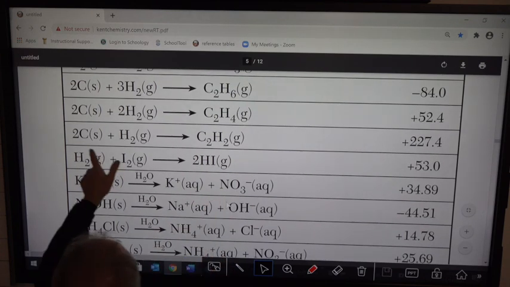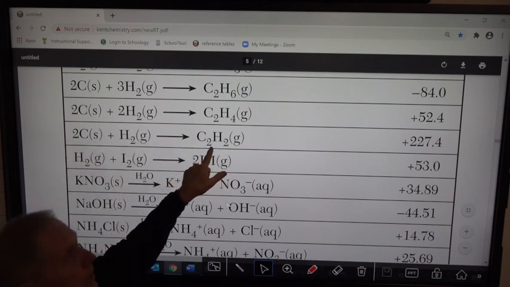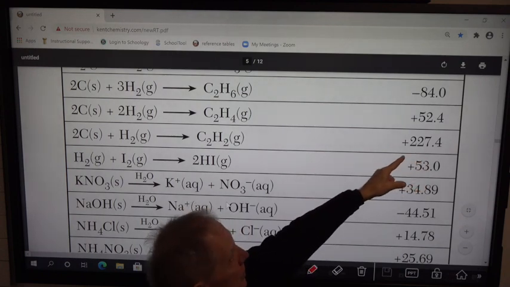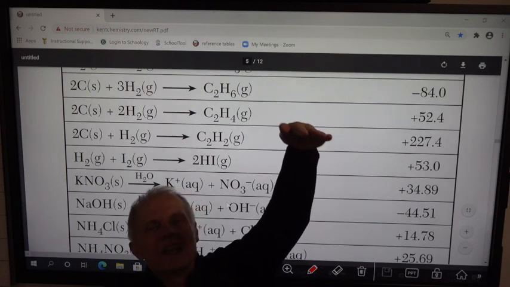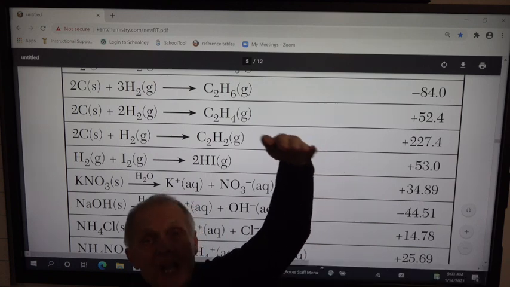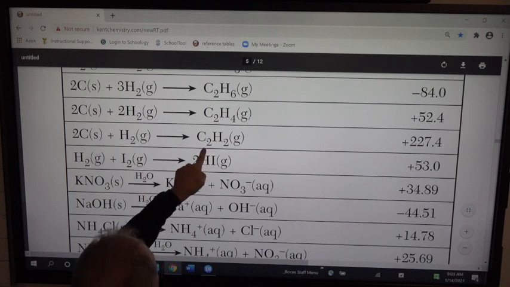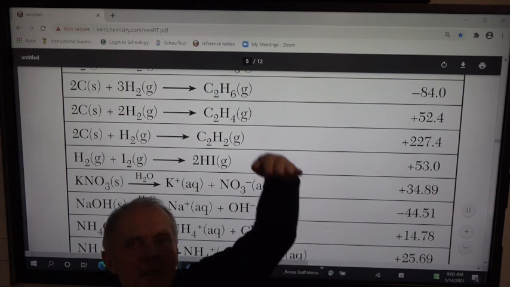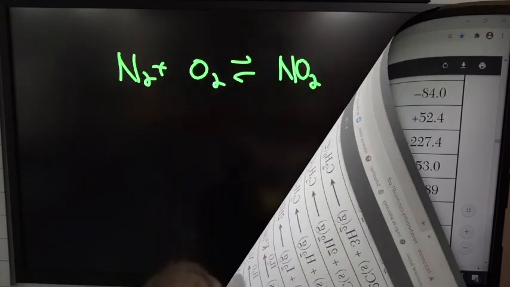Here's a pretty good one. The synthesis of C2H2, which is acetylene, is a positive 227. So chances are it looks like this with the products way up here. They're incredibly unstable, away from the law of nature, max enthalpy. That's what that means. So this one on reference table I, the synthesis of C2H2 is probably the highest and the most unstable products formed on this whole chart.